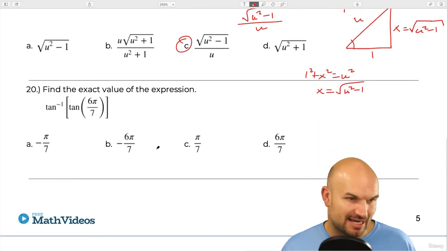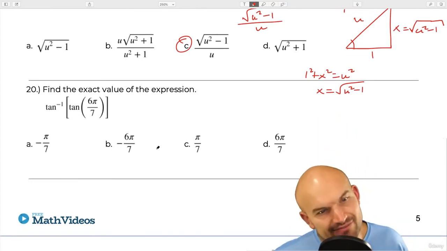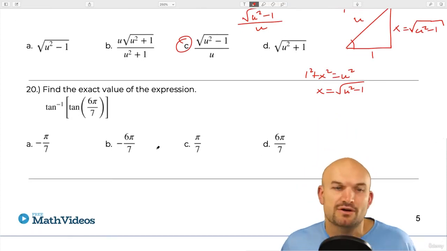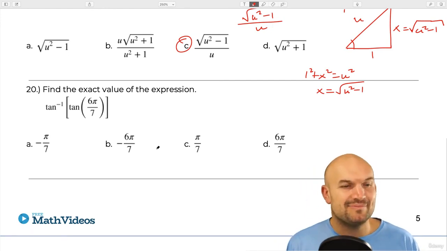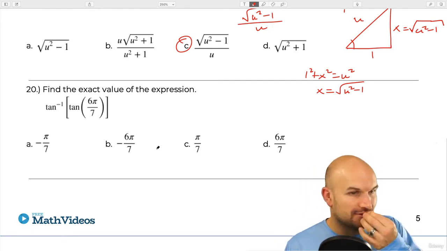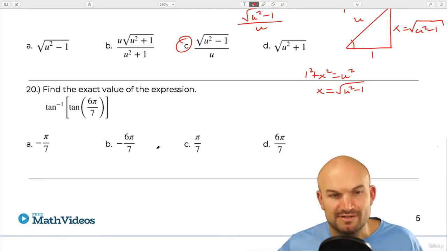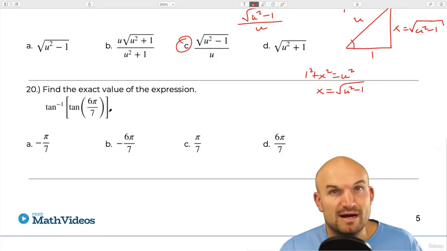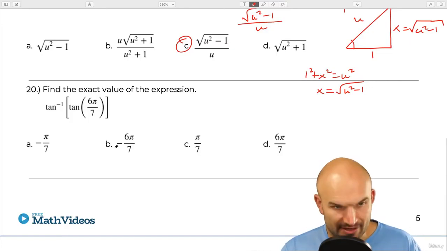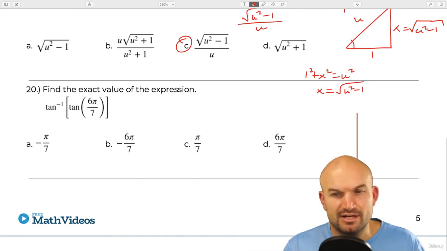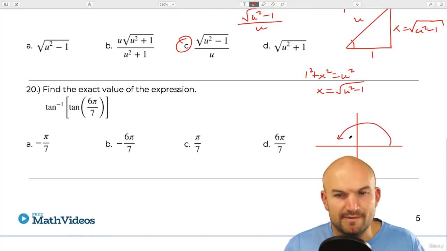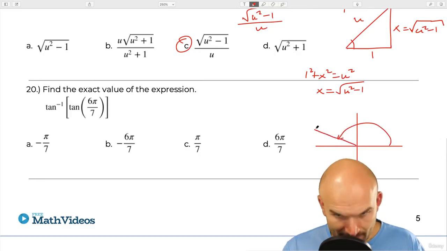And then last but not least is going to be number 20. And I love this type of question because you're like, oh, it's on the unit circle. Okay, I got this. And then you're like, oh, crap, it's not on the unit circle. But that's okay. We don't actually need it to be on the unit circle because we can just use our reference angles. So I have the tangent of 6 pi over 7. And you're like, crap, what is the tangent of 6 pi over 7? Well, to understand this question, we have to graph where 6 pi over 7 would be. 6 pi over 7 is going to be right here, right?